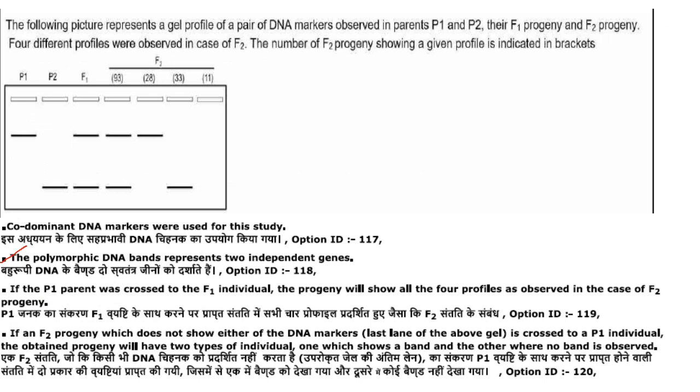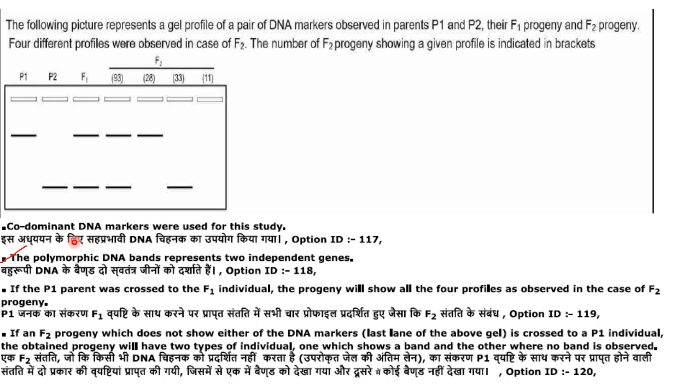Then next one. The following picture represents a gel profile of a pair of DNA markers observed in parents P1 and P2. They are F1 progeny and F2 progeny. Four different profiles were observed in the case of F2. The number of F2 progeny showing a given profile is indicated in brackets. So this is the F2 progeny. If you see it, you can see that it is approximately equal to a 9:3:3:1 ratio.